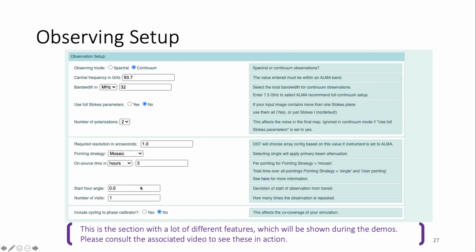So this is the time relative to your source going through the zenith. And number of visits is how many times that observation is repeated. So this basically scales the noise. If you put multiples, values greater than 1, and they have to be integer values, then it rescales the noise as if it had done the same observation over and over again X number of times. And then finally, include cycle interface calibrator. This is the option that allows you to put in gaps within your observing time as if it was a real observation going to a phase calibrator.